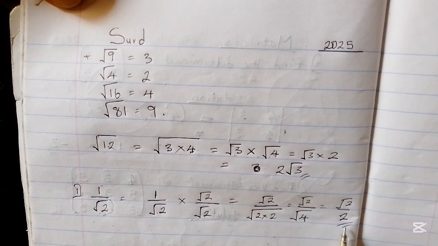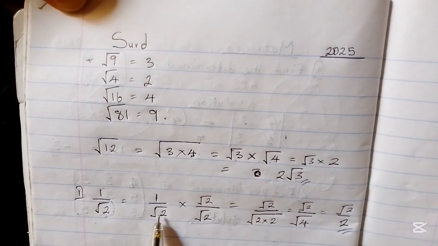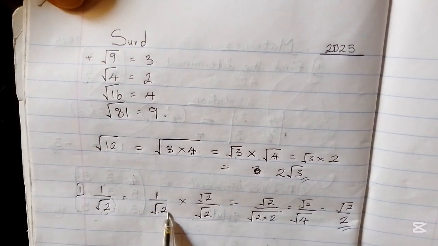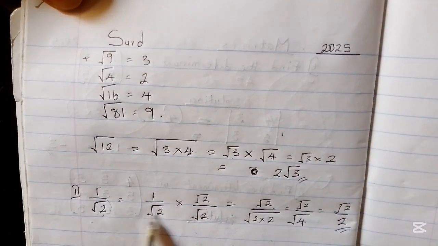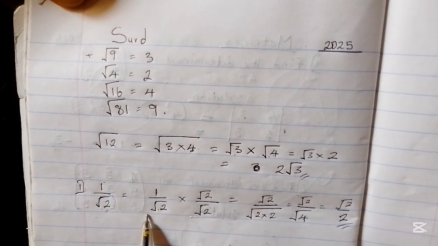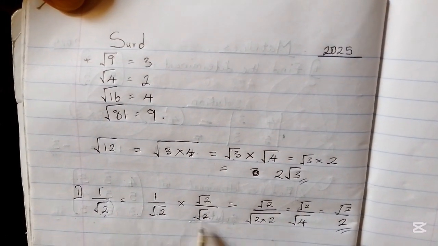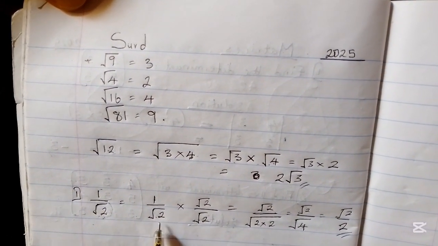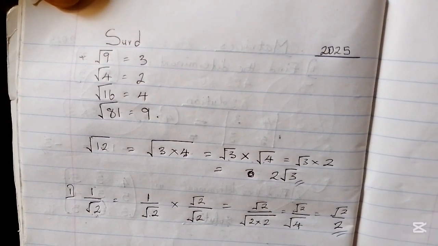So in this demonstration, we learned that root of a number times root of that same number will give you the number, removing the root. So root 2 times root 2 will give you 2. Root 9 times root 9 will give you 9. Root 100 times root 100 will give you 100. Root 0.5 times root 0.5 will give you 0.5, and that's the case.